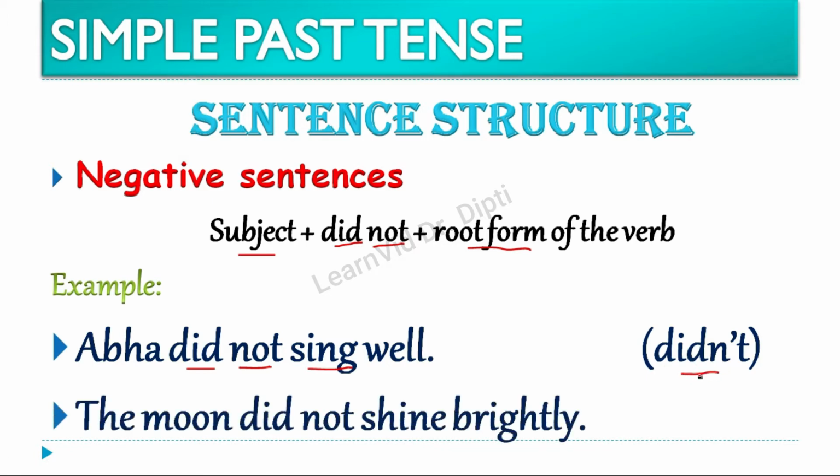Now let us see one more example. The moon over here is the subject, did not shine. Shine is the root form of verb, brightly. So the moon did not shine brightly. This is again an example of a negative simple past tense sentence.